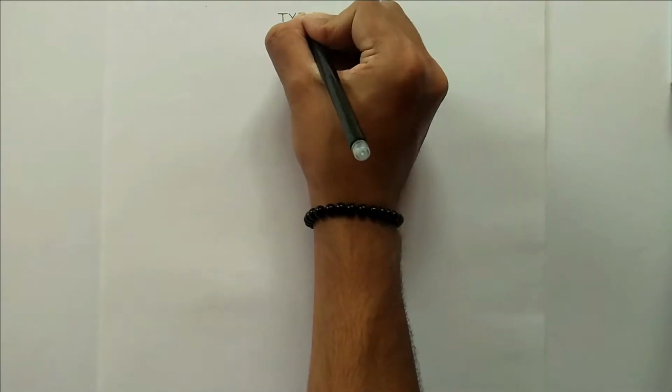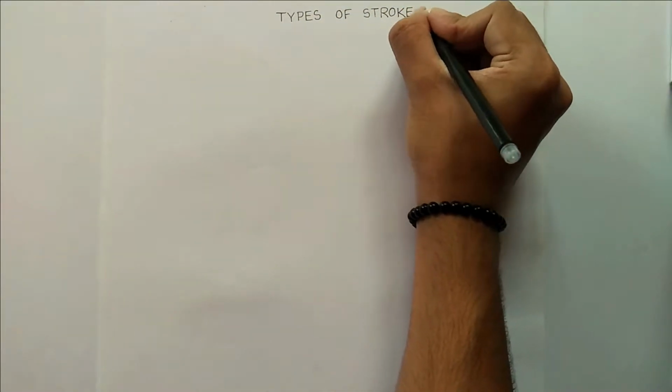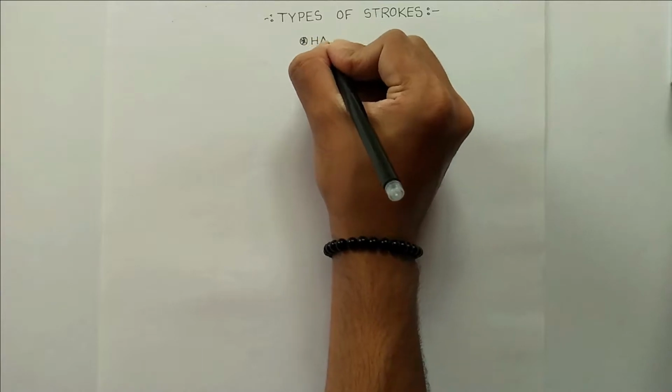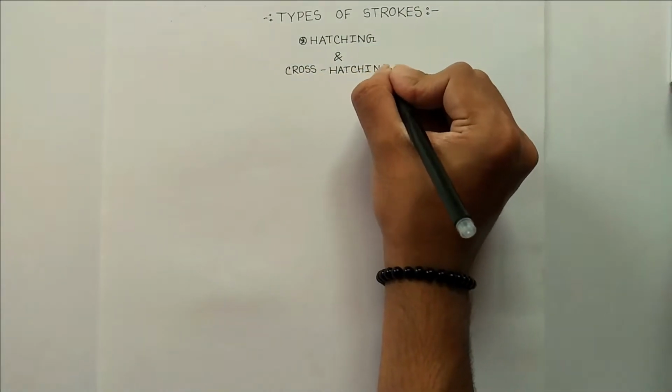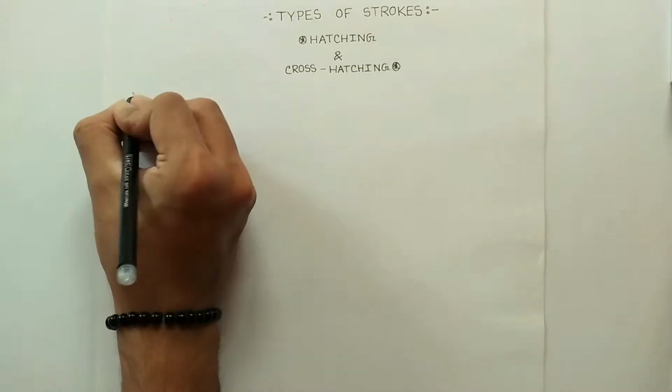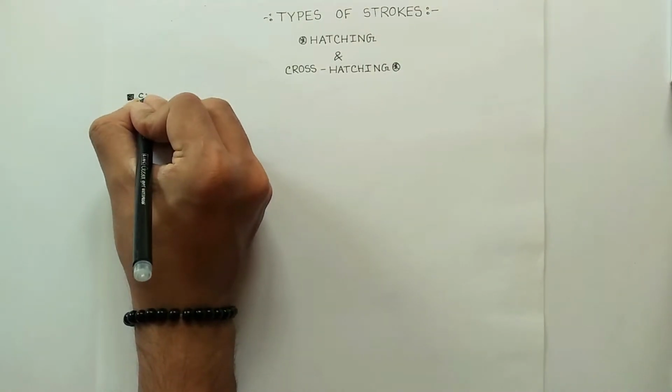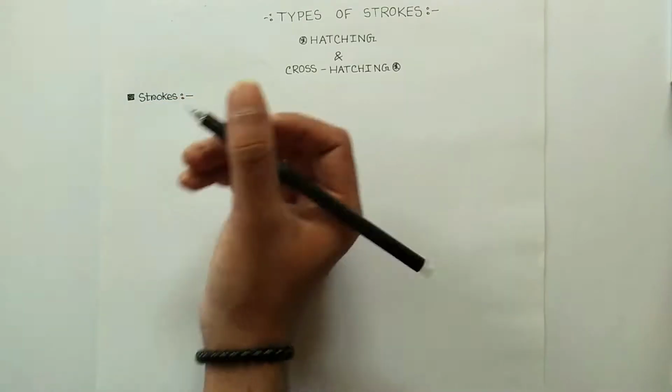In this series, I am going to show you the different types of strokes and their uses in drawing. So in today's video, I am talking about two common types of strokes, which are called hatching and cross-hatching.